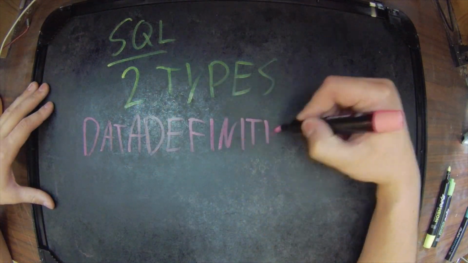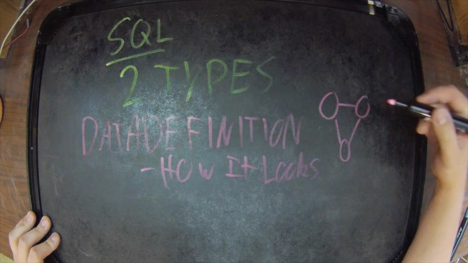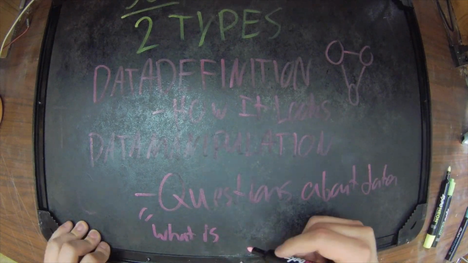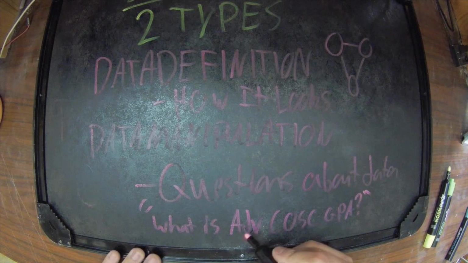There's the data definition part, which is describing the structure or how the data looks in the table, and then there's the data manipulation part, which asks questions about the data. We'll be discussing the data definition for now.